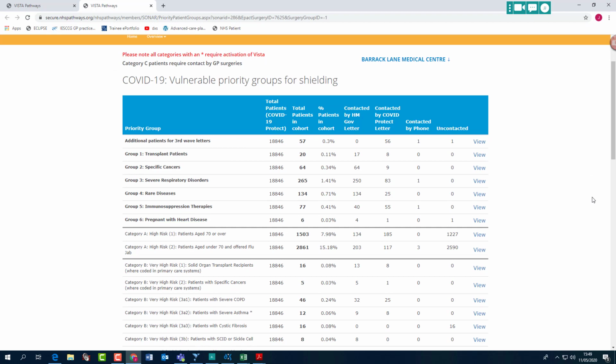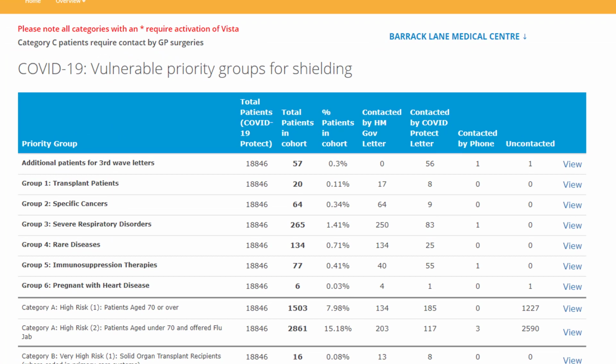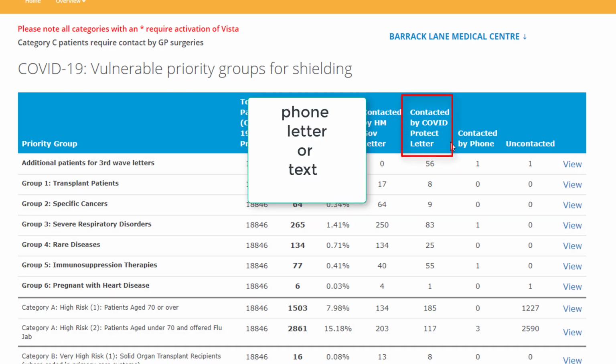Ours now populates with those that we've contacted by ourselves, either with a letter or by a telephone call. So to go through the columns, the contacted by HM government letter are those that actually receive the shielding letter. We've populated our contacted by COVID Protect letter with patients that we have contacted either by phone, by letter, and by text in some circumstances.